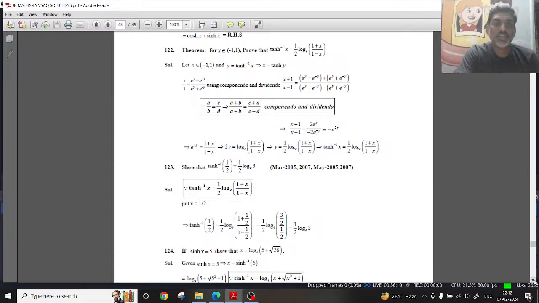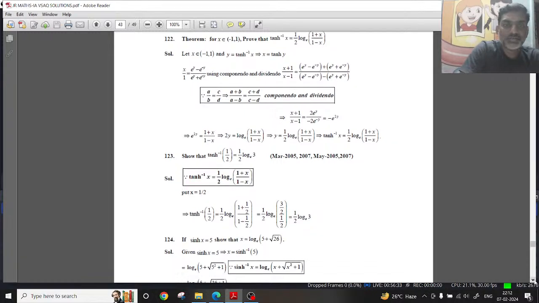So e power 2y is equal to (x plus 1) by (x minus 1). E power 2y is equal to (1 plus x) divided by (1 minus x), you are getting. Then 2y is equal to log of (1 plus x) by (1 minus x). Then y is equal to 1 over 2 times log of (1 plus x) divided by (1 minus x), where y is nothing but tan h inverse of x. Done.